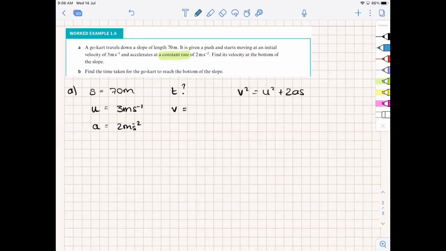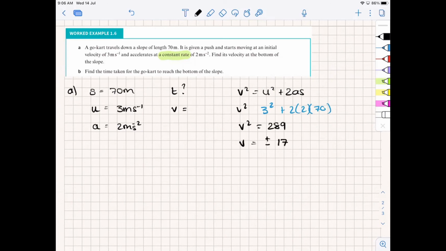Okay? So we know the initial velocity is 3 meters per second, the acceleration is 2 meters per second squared, and the displacement is 70 meters. That's going to give me my velocity squared of 9 plus, what's it going to be? 2 times 2 times 70. That is 280, so 289. And that means that my velocity is equal to the square root of 289, which is plus or minus 17.